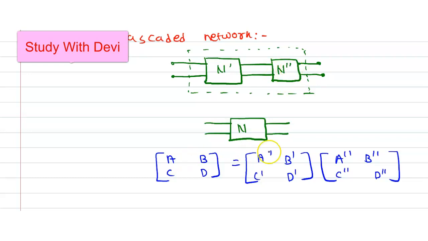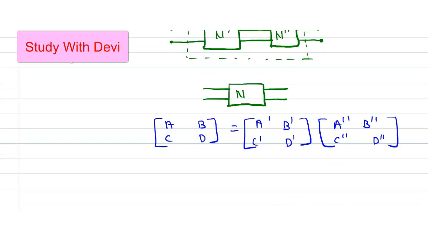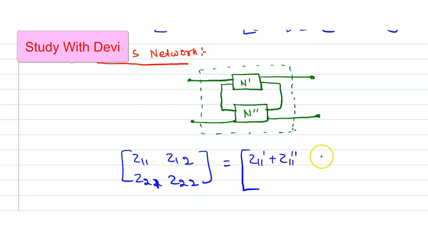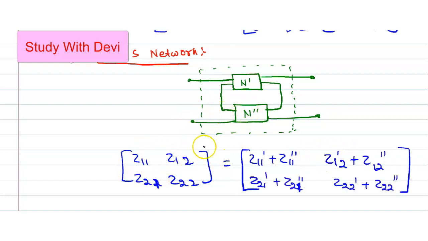Second one is our series network. In series network, we deal with our impedance parameters. The formula is how we will get Z11, Z12, Z21, Z22 equal to Z11 dash plus Z11 double dash, and so on: this network's Z parameter plus this network's Z parameter. You can write this as my series network connection value.